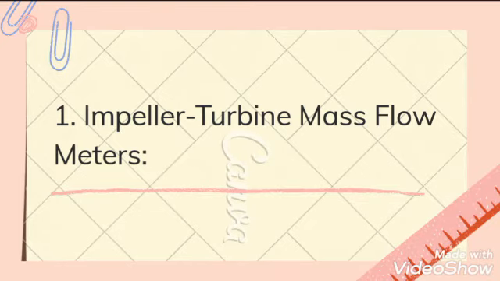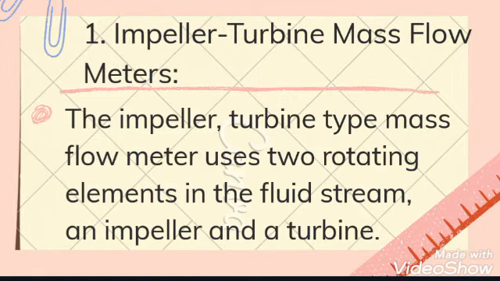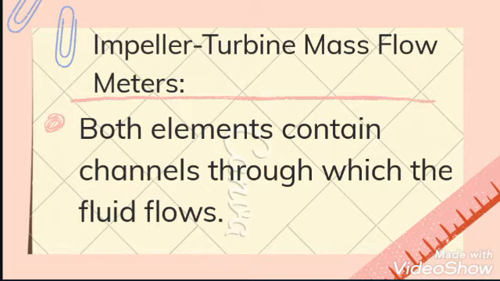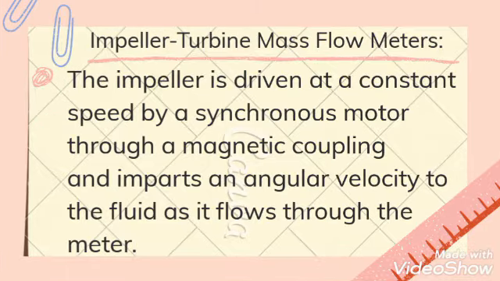So first of all we see the impeller turbine mass flow meter. The impeller turbine type mass flow meter uses two rotating elements in the fluid stream, an impeller and a turbine. Both elements contain channels through which the fluid flows. So they have two parts, one is the impeller and the second is the turbine. The impeller is driven at a constant speed by a synchronous motor through a magnetic coupling and imparts an angular velocity to the fluid as it flows through the meter.